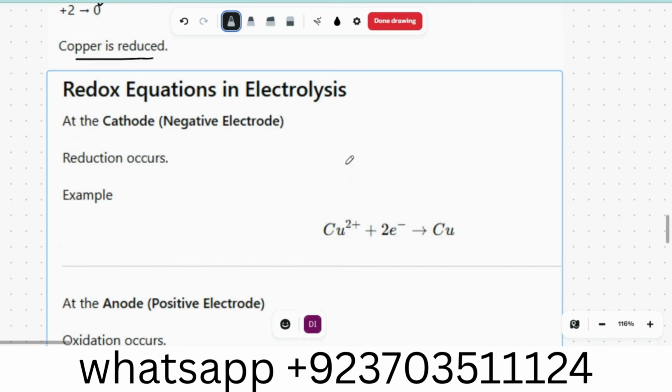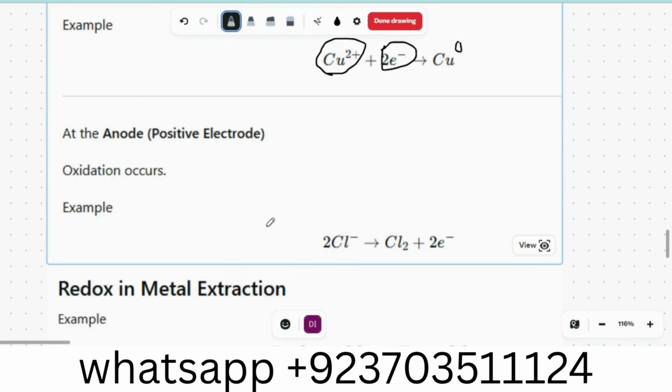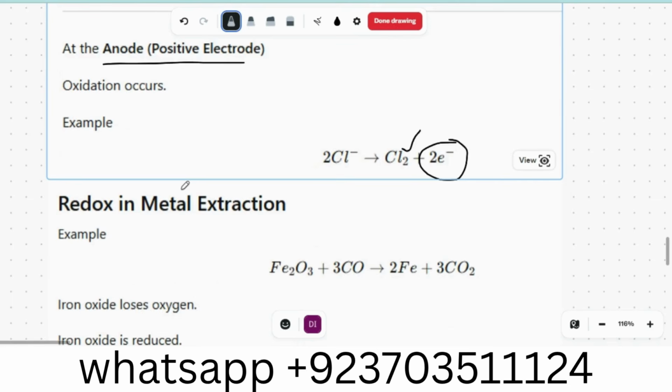Redox equation in electrolysis. At the cathode, the negative electrode, copper ions will gain 2 electrons and become copper. So that is reduction. What is happening at the anode, the positive electrode? Oxidation happens. In electrolysis, copper and chlorine will be in ion form. So chloride ions will lose 2 electrons and become Cl2 as a gas and then evaporate from the solution. So that is oxidation.